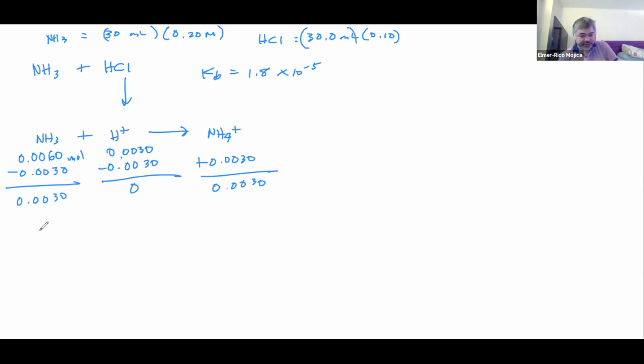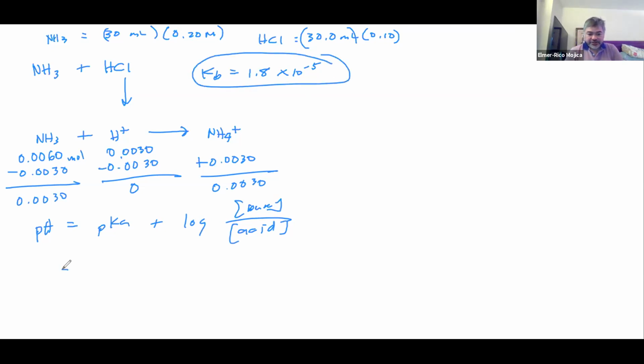Now, this could be just a Henderson-Hasselbalch equation. pH is equal to pKa plus log base over acid. Okay? Why? Because you're given there the Kb. So all you need to do is convert this to Ka. You can make 1 times 10 to the negative 14 divided by 1.8 times 10 to the negative 5. So that will give you 5.56 times 10 to the negative 10 here. And then you have your log of what?